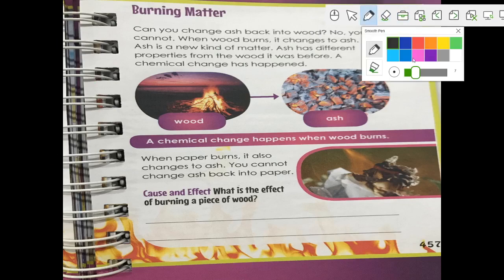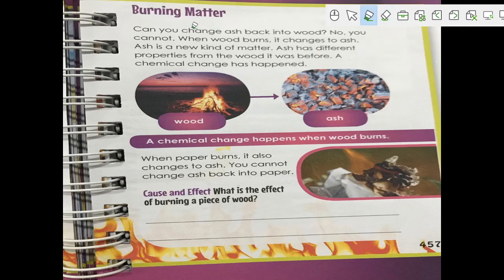And bring your highlighter. Okay. Burning matter. Can you change ash back into wood? You'll answer me. Can you? No. We can't. When wood burns, it changes to ash. So, matter doesn't stay the same matter.